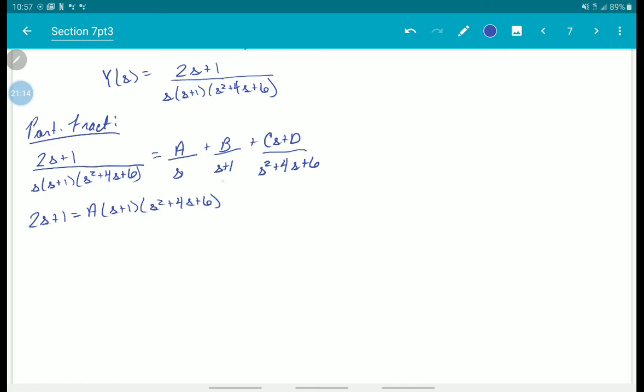So that first term is missing the s plus 1 and the s squared plus 4s plus 6. The second one's missing the s and the s squared plus 4s plus 6. And then that last one is missing the s times the s plus 1. So let's do some fancy math and multiply some things out.